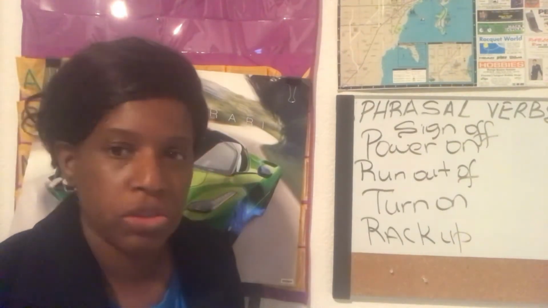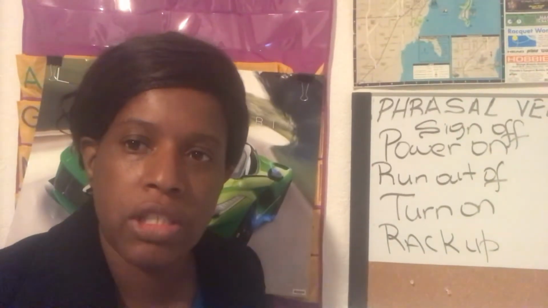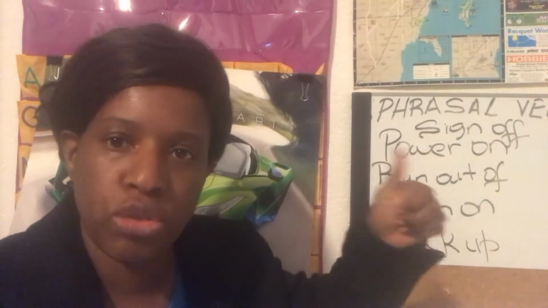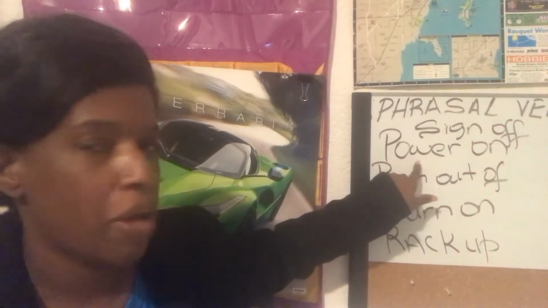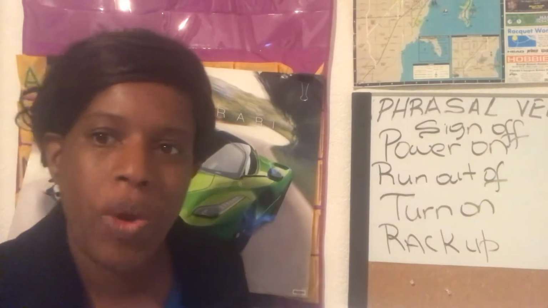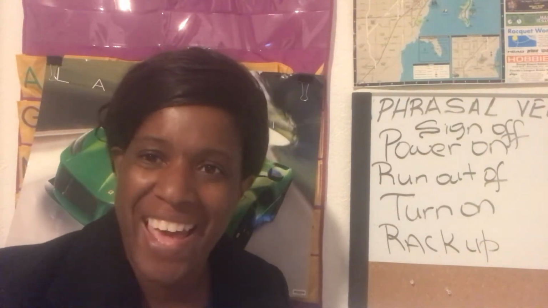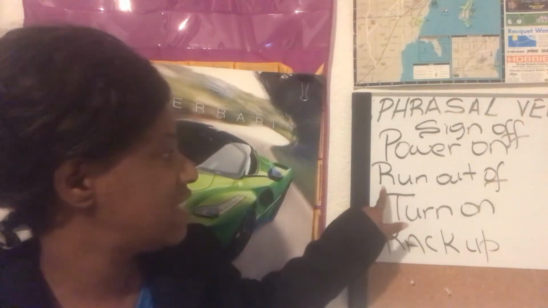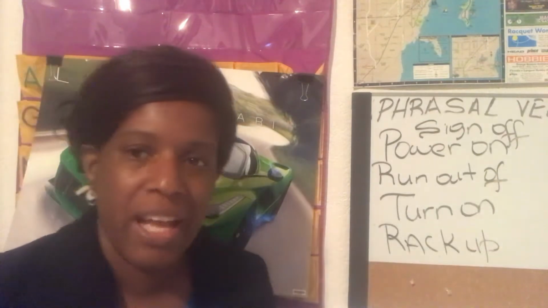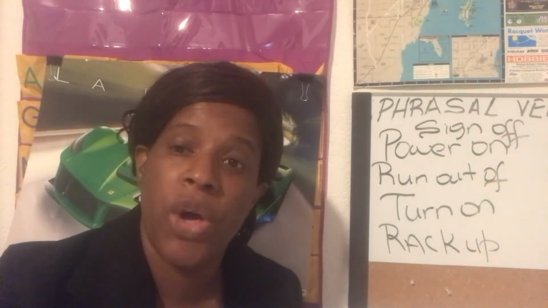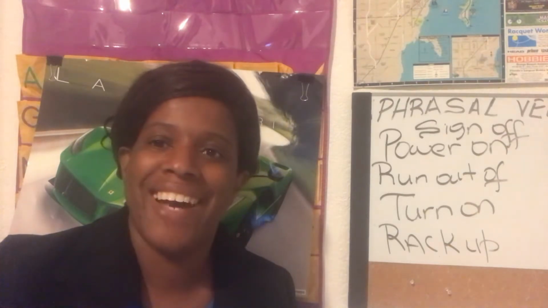The second phrasal verb is power on. That means to push with a button. So power on is P-O-W-E-R-O-N. The next one is run out of. Again, it's R-U-N-O-U-T-O-F. Run out of.